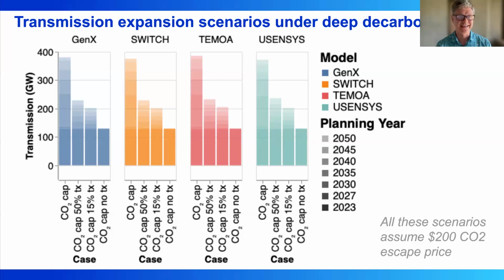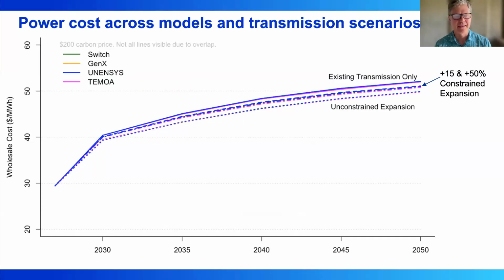And you can see that ideally we would expand transmission nearly 3 times. I should note this is all assuming a carbon price of $200. If you really wanted to decarbonize to 100%, like with a $1,000 price, it would be well over 400. So we would get a full tripling of transmission expansion. And all the models are in a lot of agreement here. You can see how similar they are across the different models.